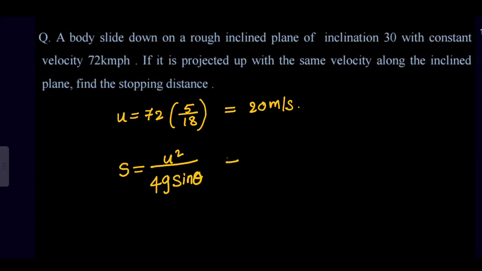So substitute the values and get it now here. This is u squared, that is 20 squared by 4 into g, value 10 we will consider, and this is sine 30, 1 by 2. So tell me how much will come. Yes, 20.